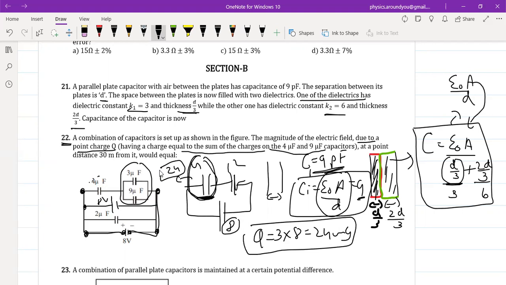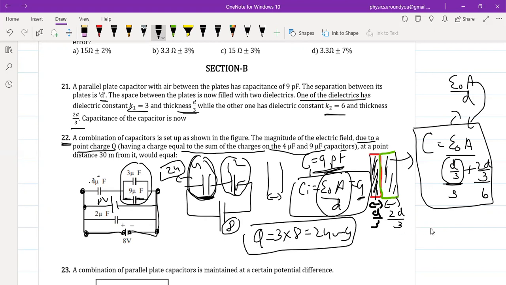Okay. Now a difficulty. The difficulty is how to find the charge on 9 only, because they have asked 4 and 9. Here is where voltage discussions will come useful. I will just find the voltage across 12 now.